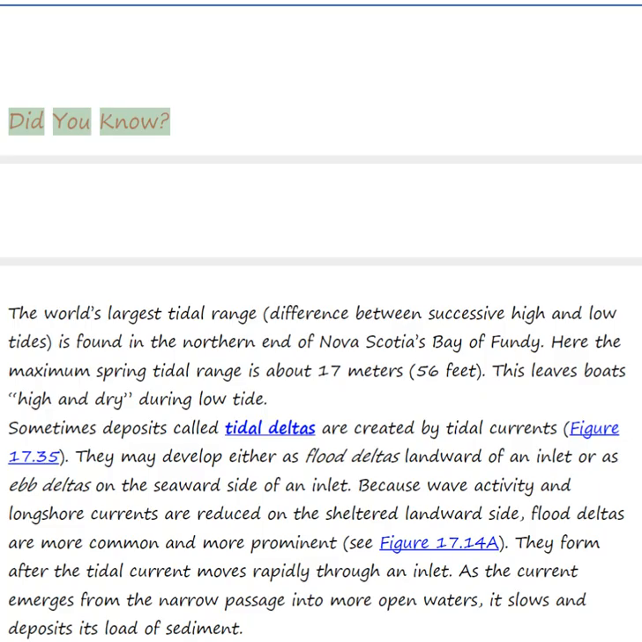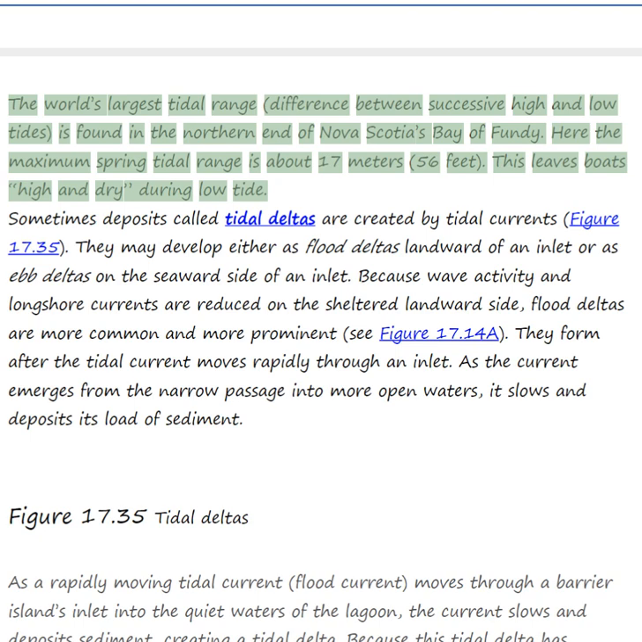Did you know? The world's largest tidal range is found in the northern end of Nova Scotia's Bay of Fundy. Here the maximum spring tidal range is about 17 meters. This leaves boats high and dry during low tide.